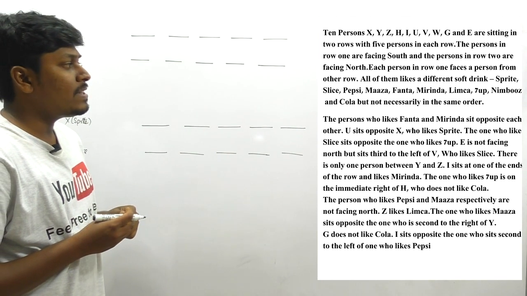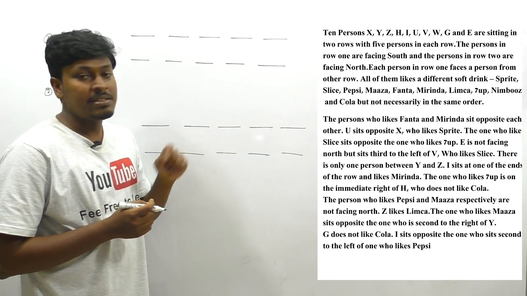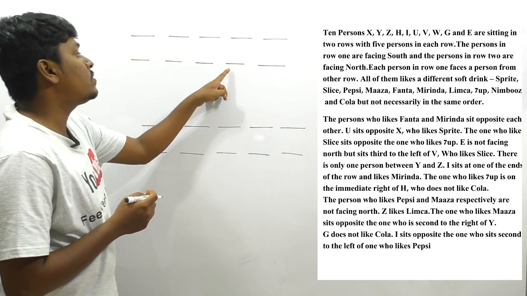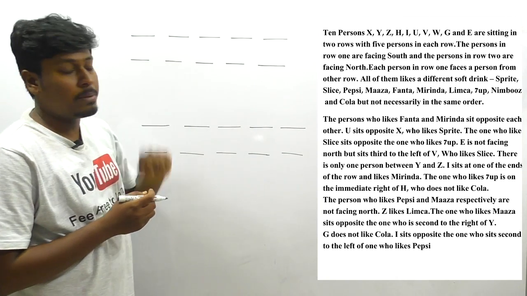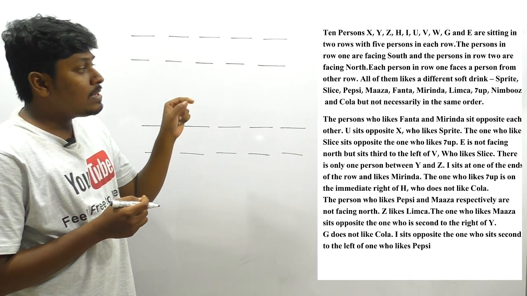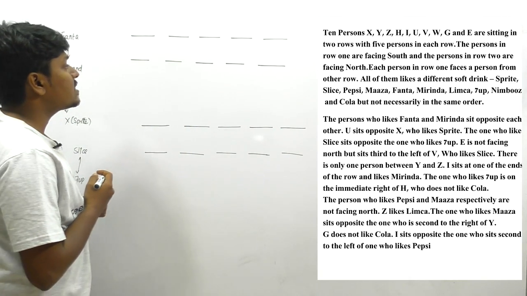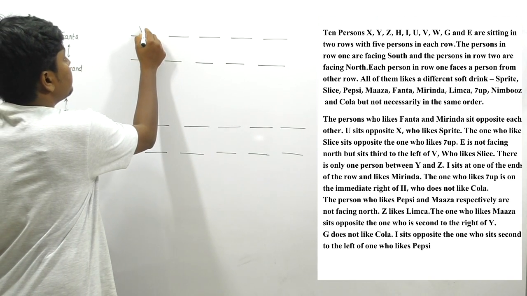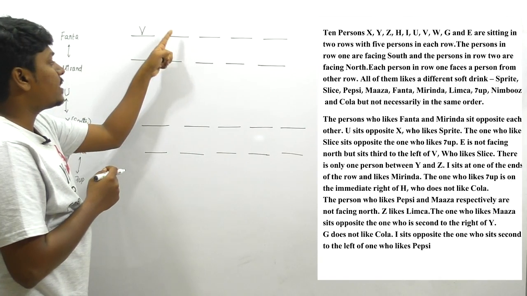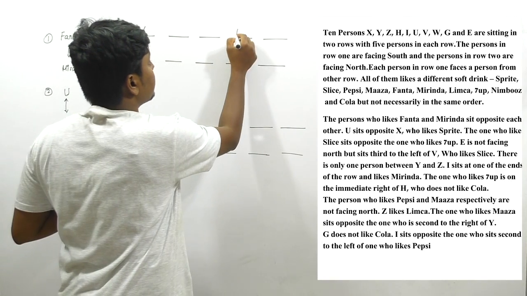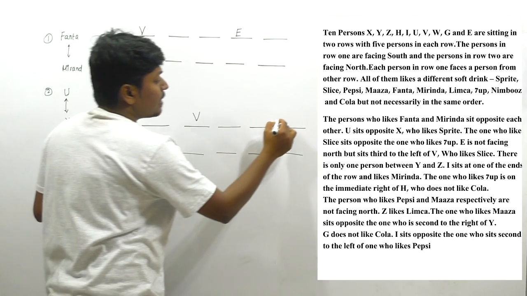E is not facing north but sits third to left of V. Friends, listen carefully. E is not facing north, so that means E should not be in the below row, so E should definitely be in row number 2. And V's left hand side, at the third place, E is sitting. So friends, first of all, let me fix V here. If I fix V here, V's left hand side will be this side. So 1, 2, 3, E can be placed, right? Similarly, let me fix V here and we can place E here.